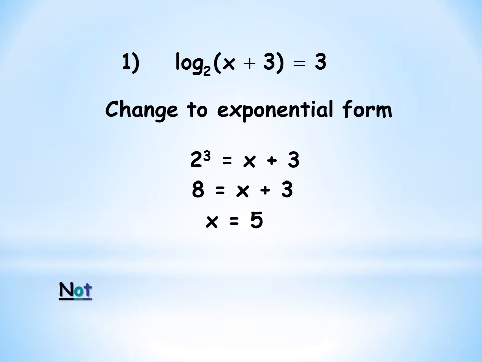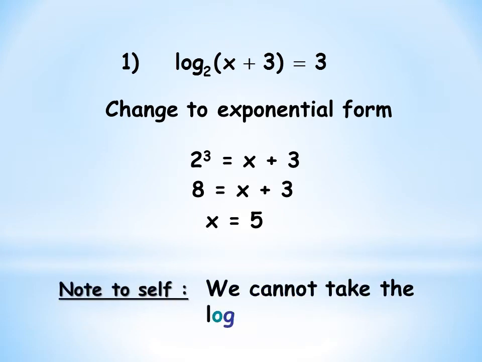So x equals 5. But remember, logs cannot have a negative number. The log base 2 of something cannot be negative. So I have to make sure that if I plug the 5 back in for x, it doesn't make this parentheses negative, which it doesn't, so I'm good.